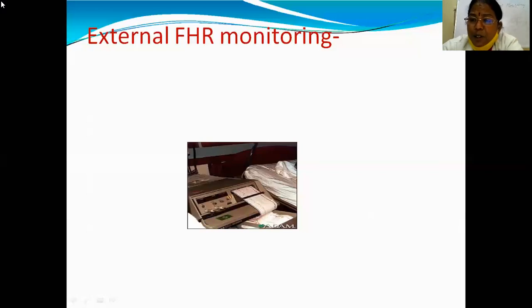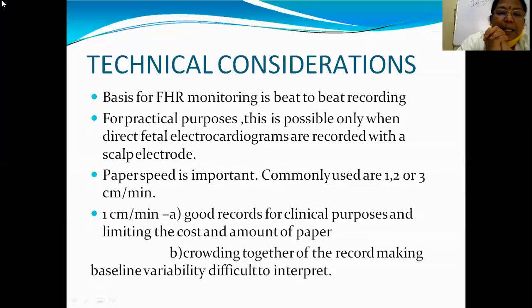So why is this relaxation period required? So that the blood supply gets normalized. If there are tonic contractions, where the uterus is not relaxing, that means it's abnormal. We'll see how we manage these abnormal situations. It will be the same for intermittent and continuous monitoring. So what are the technical considerations?